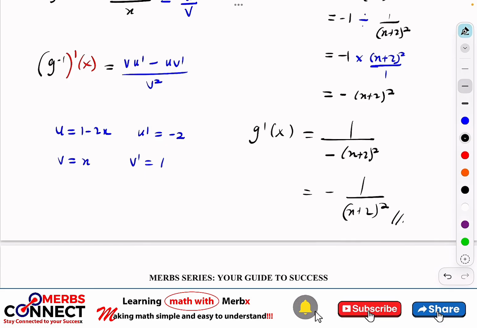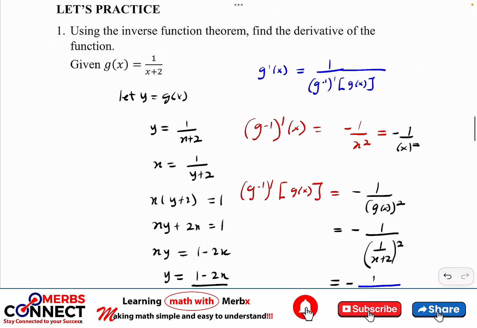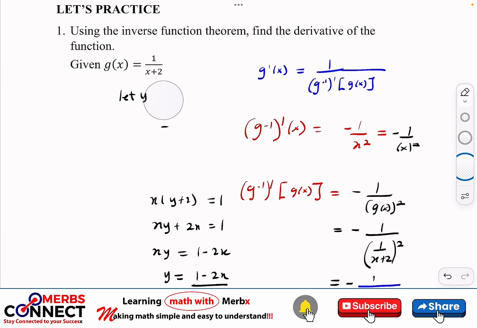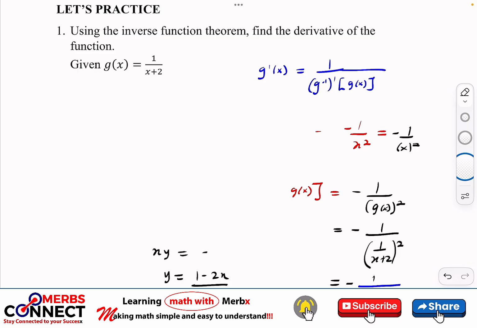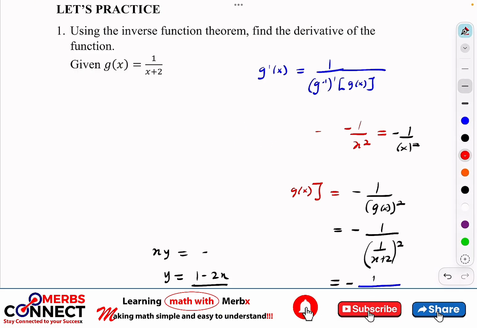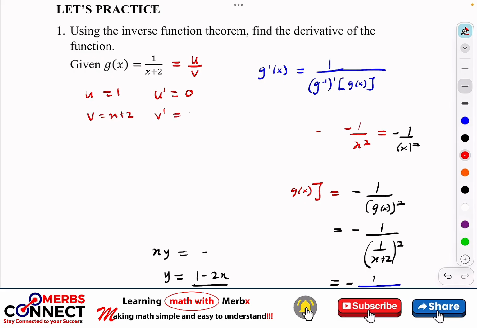Great. So how can I confirm this? I can confirm this by just differentiating this function here using the quotient rule. So let me just go through quickly, so that you will know how to do the confirmation, right? So let's just confirm the solution that we have here. Great. So we're using the quotient rule that we just learned. u over v. Oops. u is 1, u prime will be 0. And v will be x plus 2, and v prime will be equal to 1.